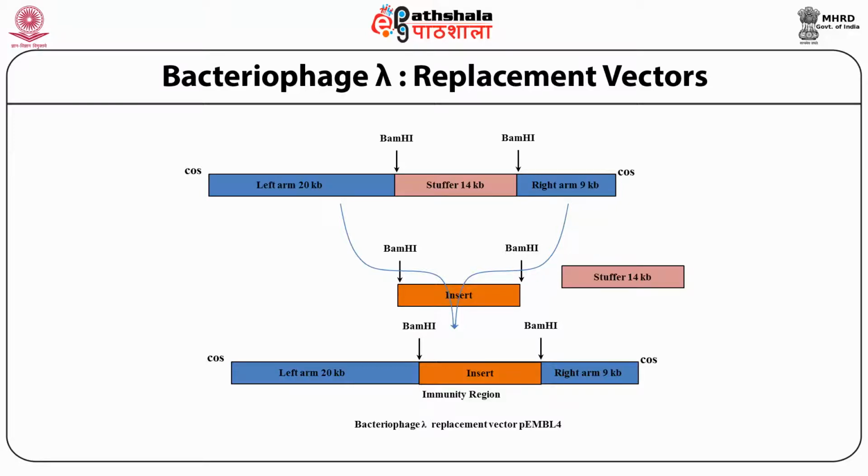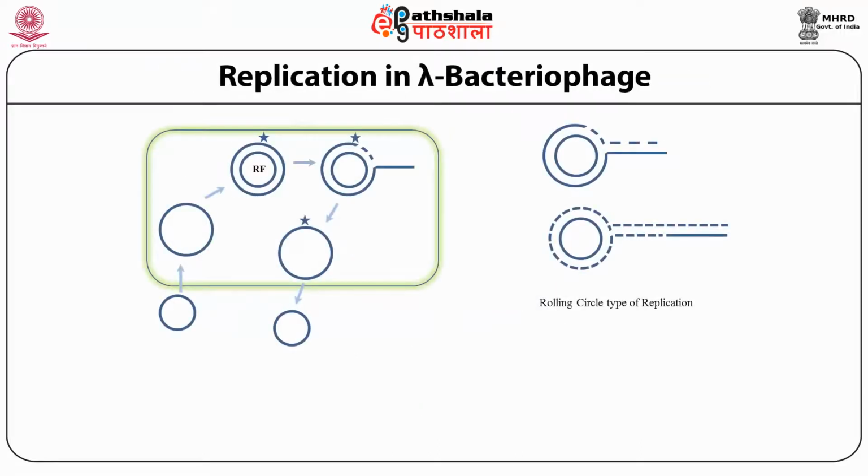In the presence of the IE region, the phage will integrate into the bacterial chromosome and continue the lysogeny cycle. But when the IE region is disrupted and replaced by foreign DNA, it will continue the lytic cycle and form plaques. Replication in bacteriophage.